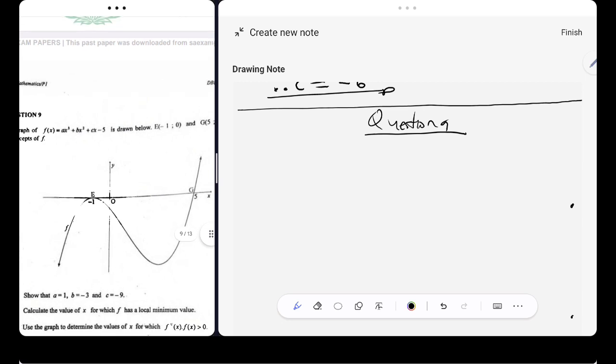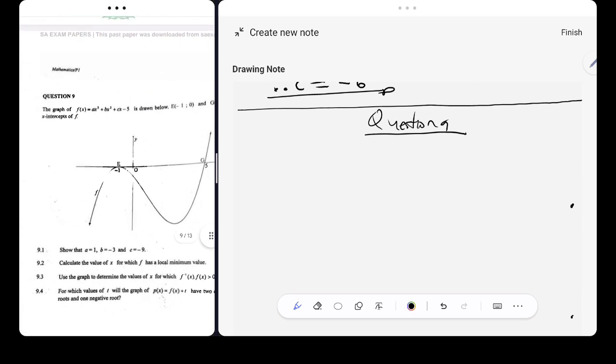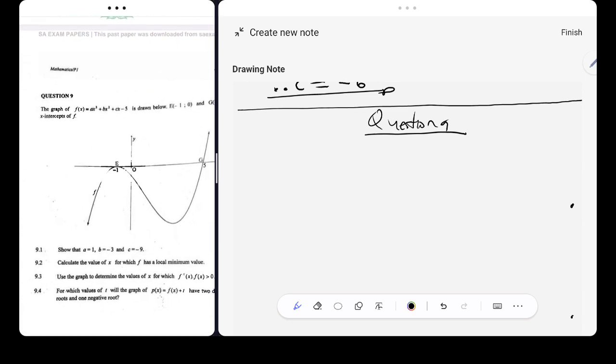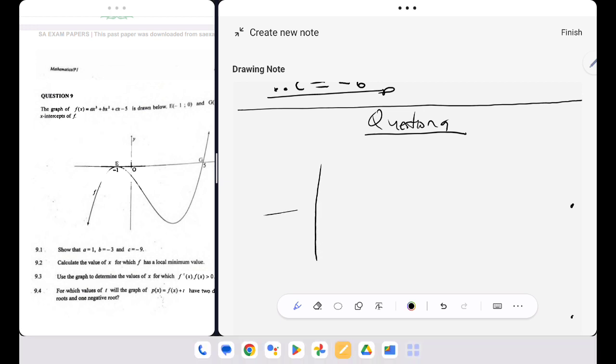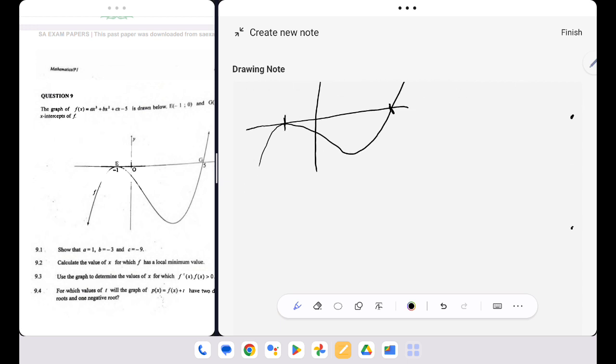Let's move to question 9. Okay, question 9, I'm given the equation. It's like this. I have my turning point there. The x value at my turning point is 1, and the x-intercept is 5.